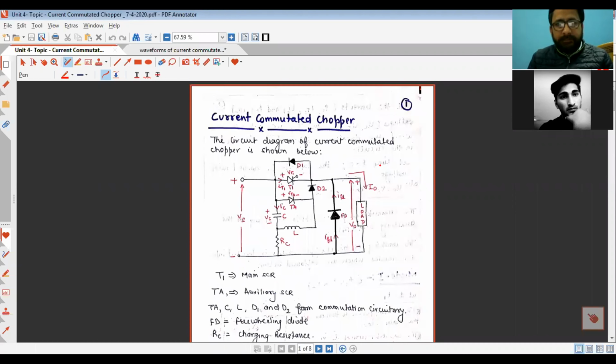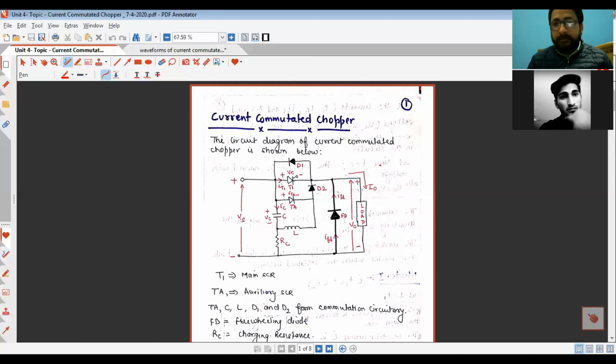So, yesterday we learned about the voltage commutated chopper, wherein the main SCR, the conducting SCR, is turned off by applying a reverse voltage through a capacitor on the main SCR. Because voltage is used to turn off the main SCR in the voltage commutated chopper, that is why it is known as voltage commutated chopper.